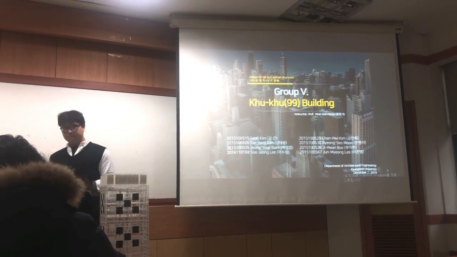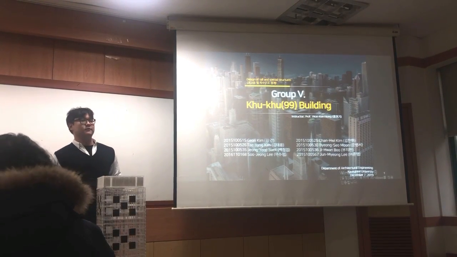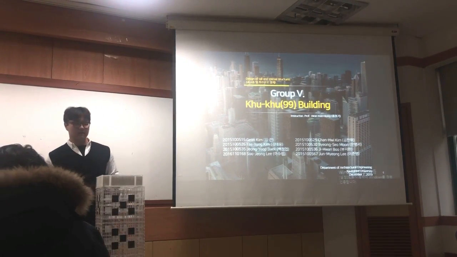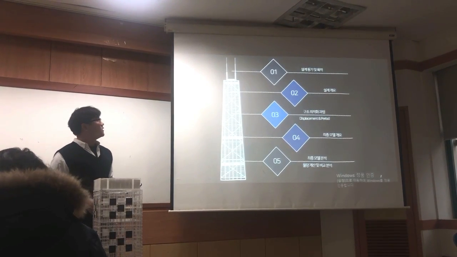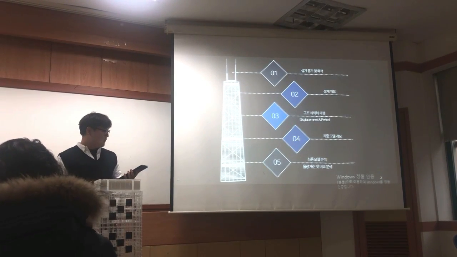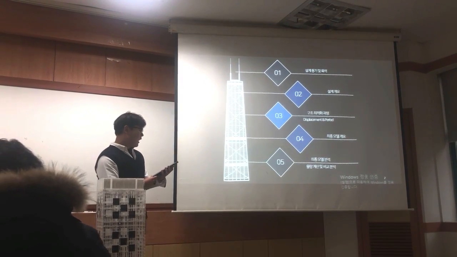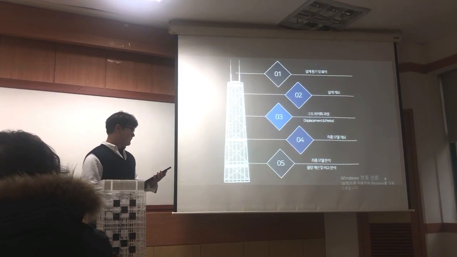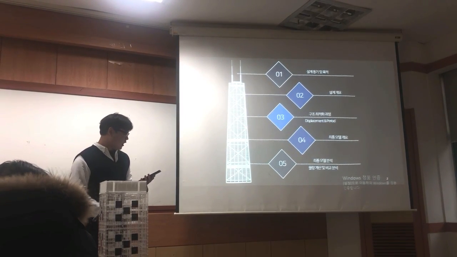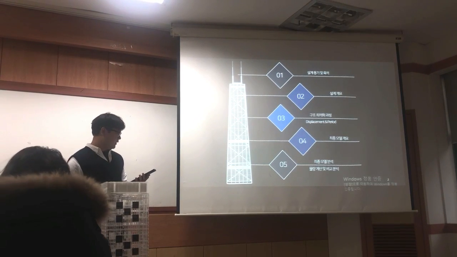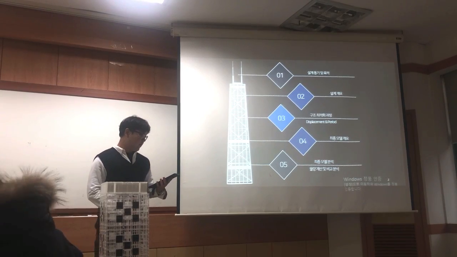So now we are group 5 and our building title is Cuckoo Building because its levels are 99 levels. So next. Our contents are the following. First of all, design motivation and purpose. Next, design overview. Third, structure optimization process followed by final model overview. Finally, analysis and quantity calculation and comparative analysis.